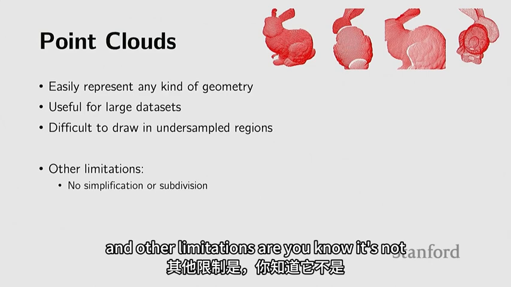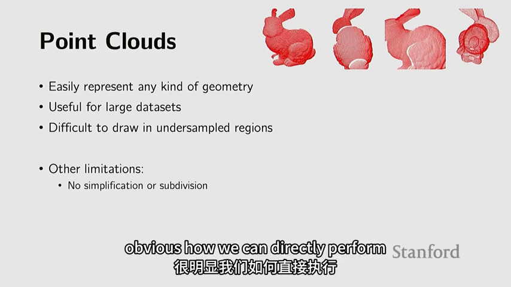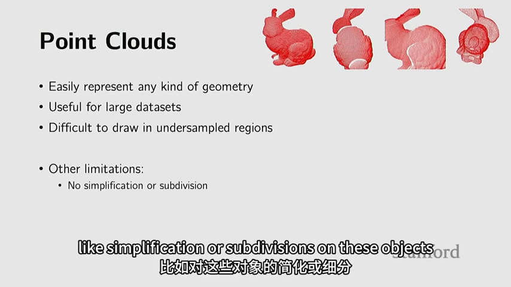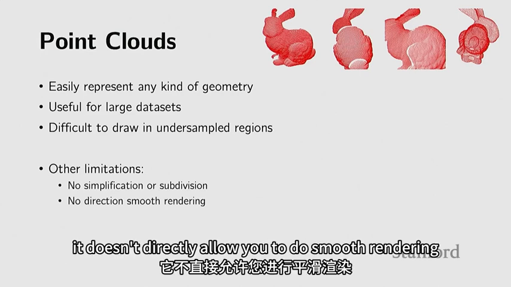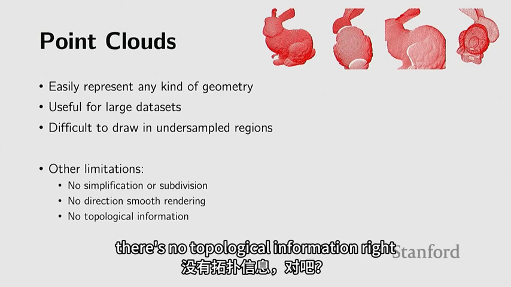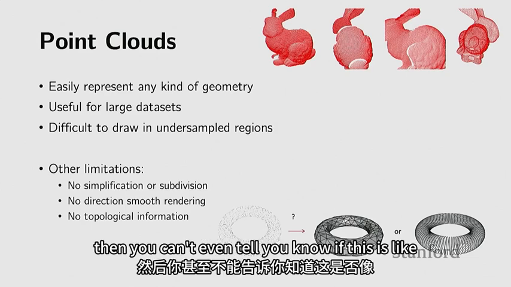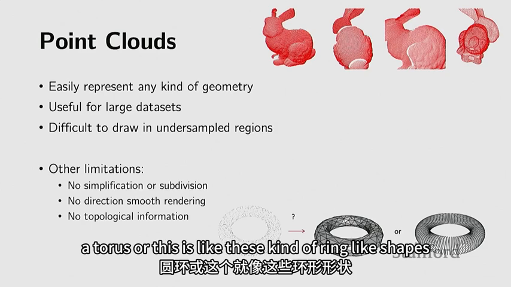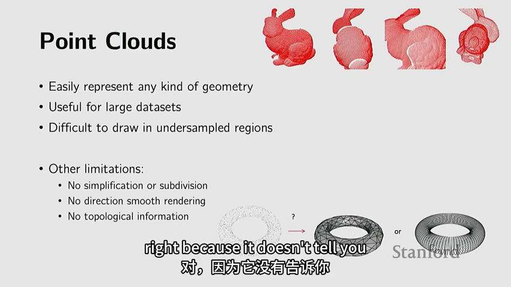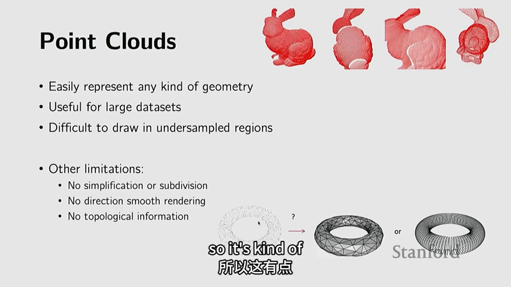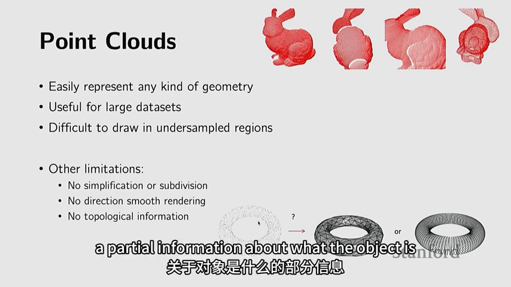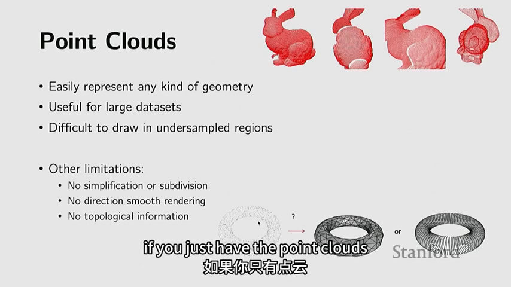Other limitations are that it's not obvious how we can directly perform very useful operations like simplification or subdivision on these objects. It doesn't directly allow you to do smooth rendering. There's no topological information, right? So for example, here, if I give you a collection of points, you can't even tell if this is a torus or these kinds of ring-like shapes, because it doesn't tell you how these points are connected. So it's partial information about what the object is if you just have the point clouds.